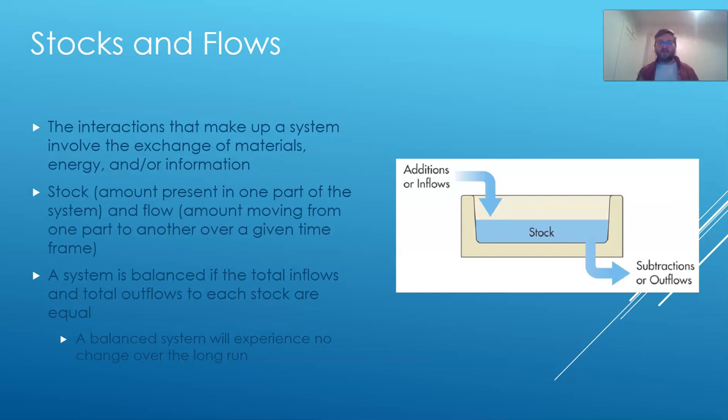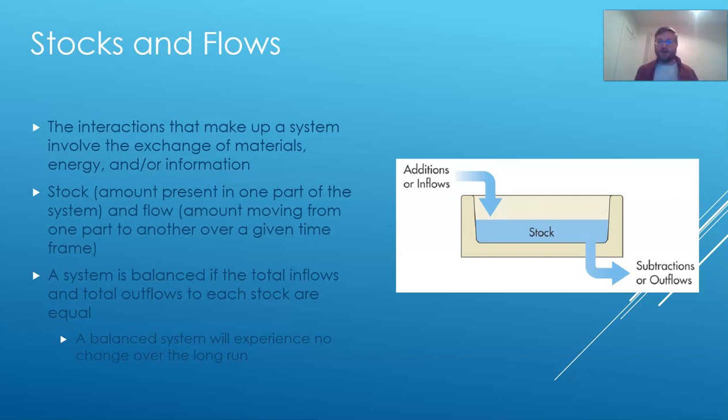And so if your amount of water flowing into the tub through the faucet is equal to the amount flowing out of the tub through the drain, then your water level, whatever that water level is, is going to stay the same. You're adding exactly as much water as you're taking away, so that water level will not change. That would be your tub as a system in balance.